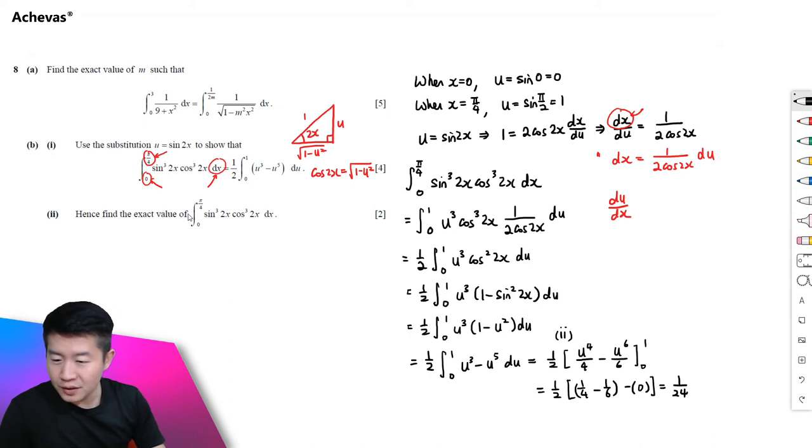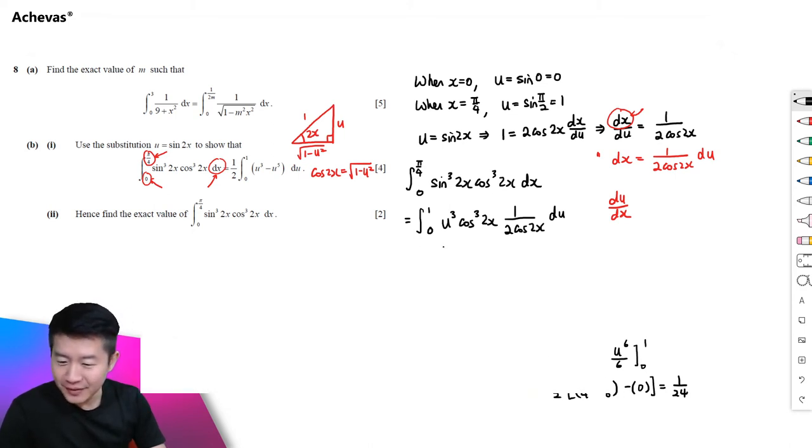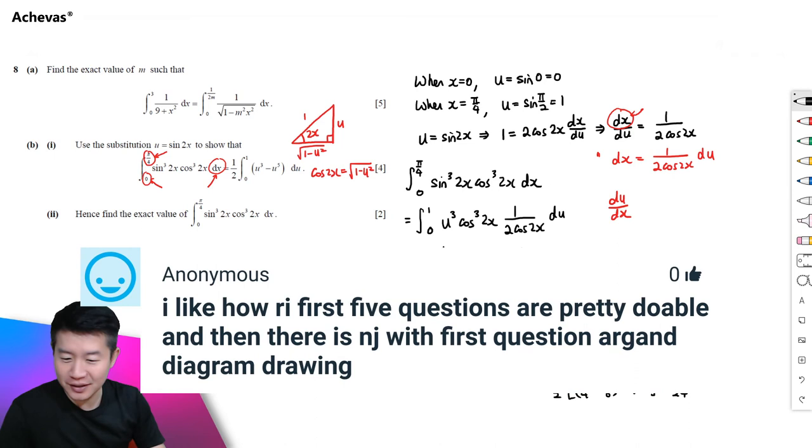And the first question, and then there is NJ with first question Argand diagram drawing. What? Yeah, I'm looking at this comment. NJC's paper one, is it? NJC's paper one started with Argand diagram.